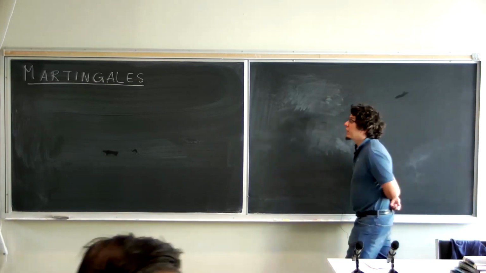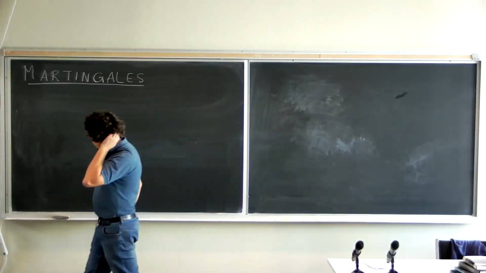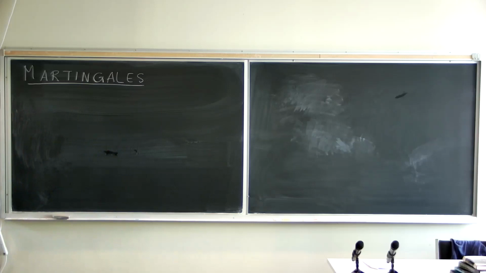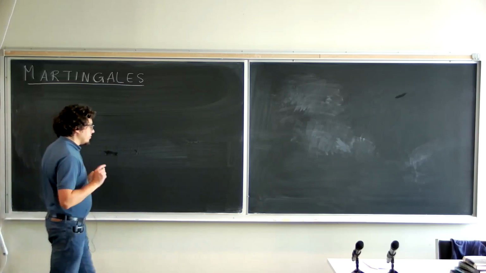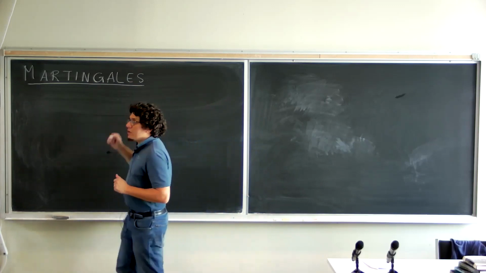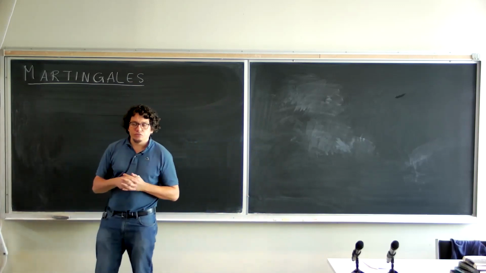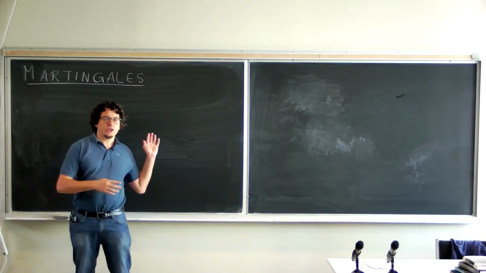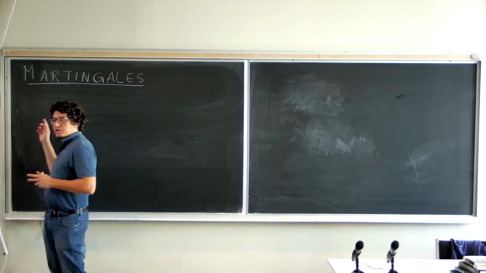Okay, I guess we can get started. So as I mentioned, last time we discussed all the ergodic theorems, and we saw the proof of the subadditive ergodic theorem. So now the next tool from probability that we actually need to discuss random walks is martingales.